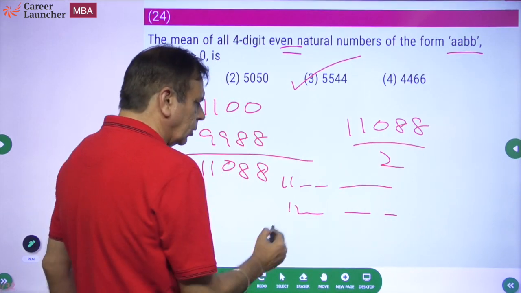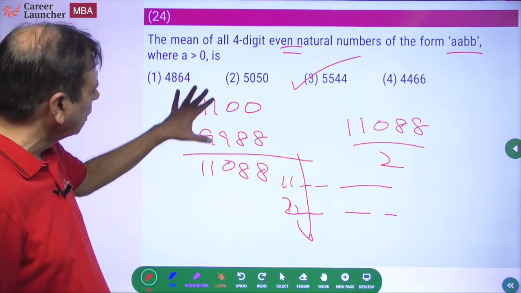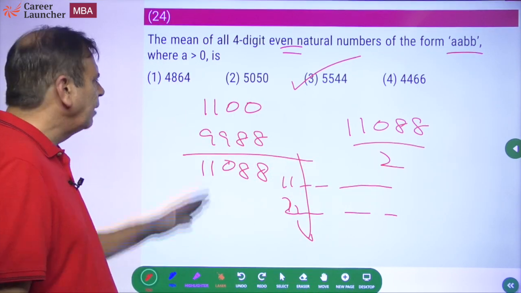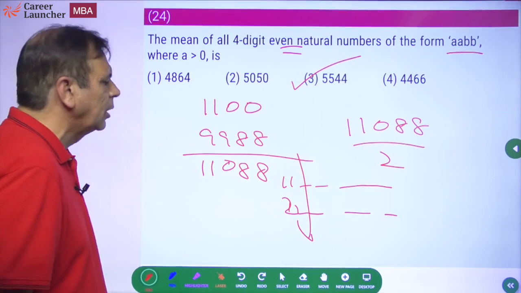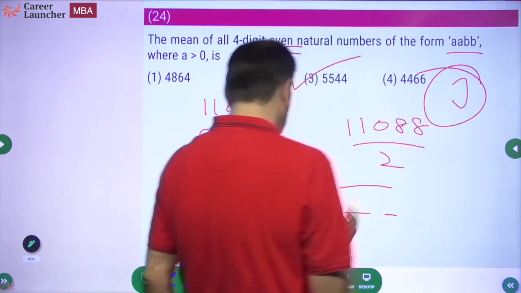Similarly, 12, so not 22. Similarly, these are in AP. So everywhere you have an AP, take the smallest and the biggest, take the average of the two. Average of 1100 and 9998 should give you the answer to this question. That essentially is the jugaad for this question.